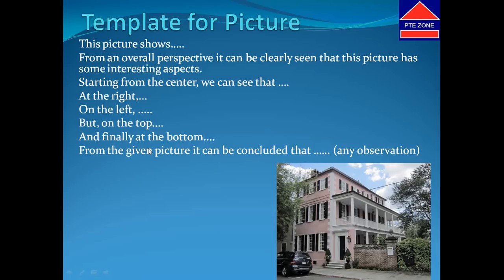That's it, right? And in the last line you can obviously say from the given picture it can be concluded that this is a good house, or this is a big building, or any observation that comes to your mind first. Just say that, right? So it's fairly simple. Just learn this template, and while speaking just say what is at the top, what is at the center, what is at the bottom, what is at the left, and what is at the right. That's it. Okay, so I think there's nothing more to tell about this template.